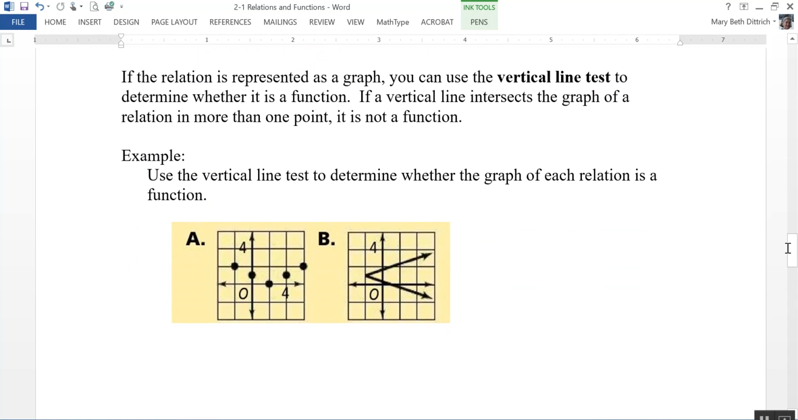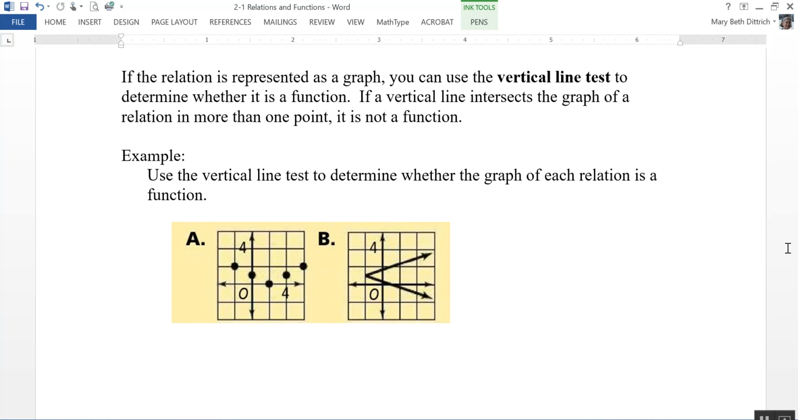If the relation is represented in a graph, you can use the vertical line test to determine whether or not it is a function. If a vertical line intersects the graph of the relation in more than one point at a time, it is not a function. So let's take a look at these two graphs. Use the vertical line test to determine whether the graph of each relation is a function.